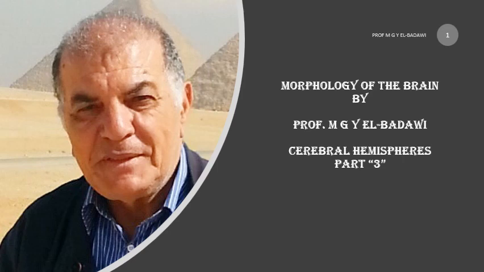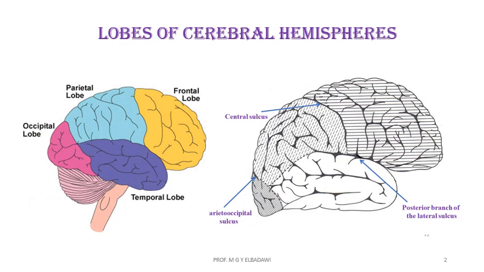This part will deal with the morphology of the cerebral hemispheres. About the lobes of the cerebral hemisphere, we divide them into 4 lobes: a frontal, the parietal lobe, the occipital lobe, and the temporal lobe.